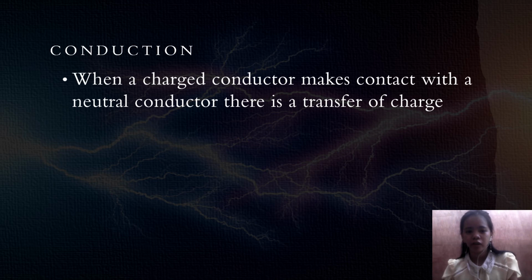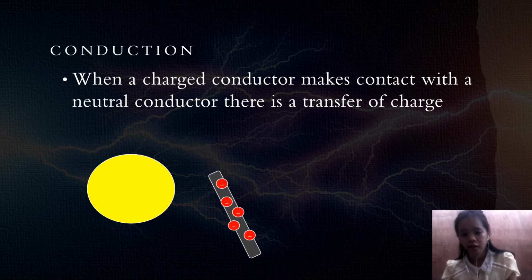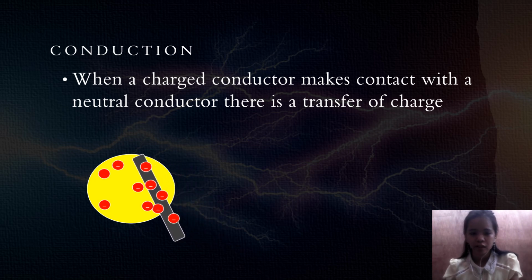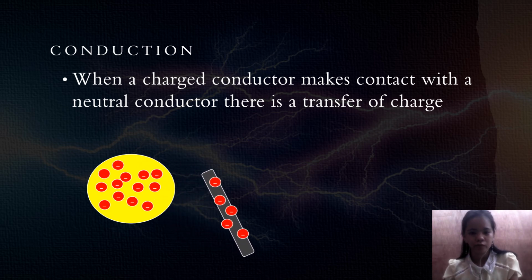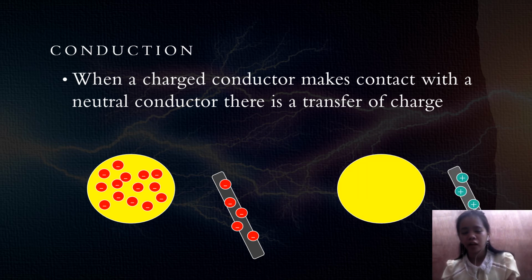Conduction. When a charged conductor makes contact with a neutral conductor, there is a transfer of charge. Here the circle is neutral, and the rod is negatively charged. So when they touch, it becomes negative too. Then next, again the ball is neutral, and then the rod is positively charged.